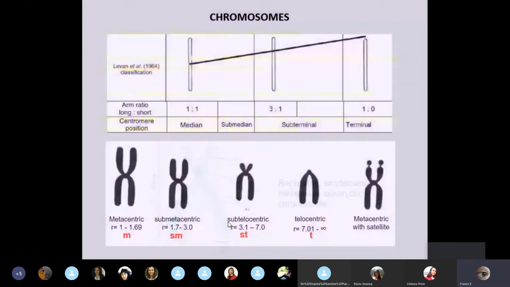So to study the chromosomes, we need to classify them into categories. There are different classification systems, but the most popular is that of Levan. To classify the chromosomes, we divide the long arm by the short arm, and with the results, we put the chromosomes into 4 categories. Metacentric or M chromosomes, where both arms are almost equal. Submetacentric or SM, subtelocentric or ST, telocentric or acrocentric chromosomes or T, and also we have chromosomes with secondary constrictions or satellites.